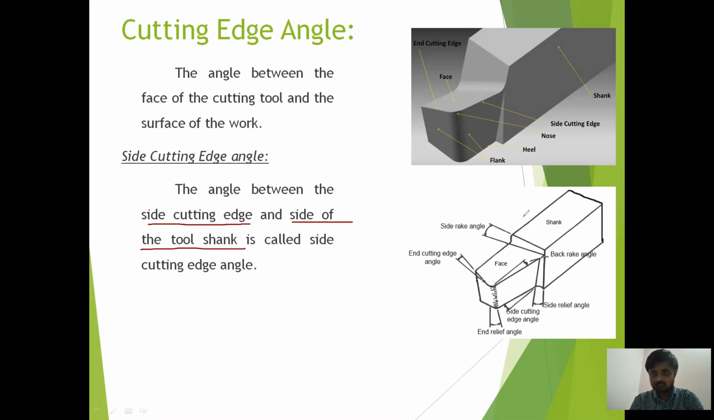Here, if you observe in the diagram, this is the side cutting edge angle. The angle between the side cutting edge and the side of the tool shank. This one is the side cutting edge, and this is the side of the tool shank. Here these two are not in the same line. That's why the angle between the side cutting edge and the side of the tool shank is called the side cutting edge angle.